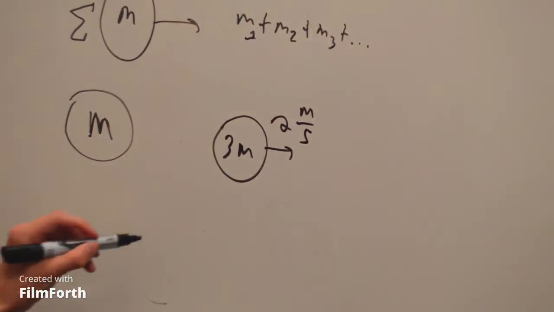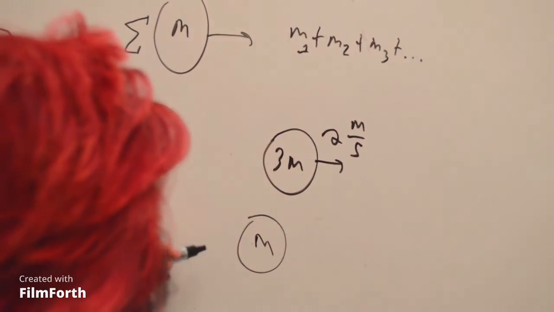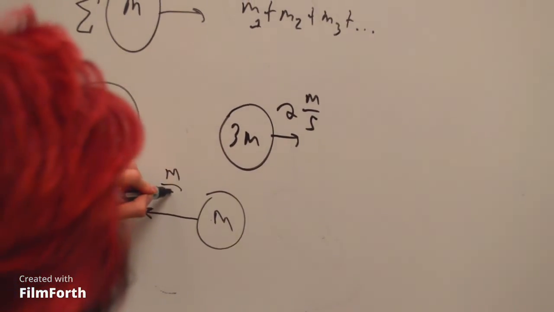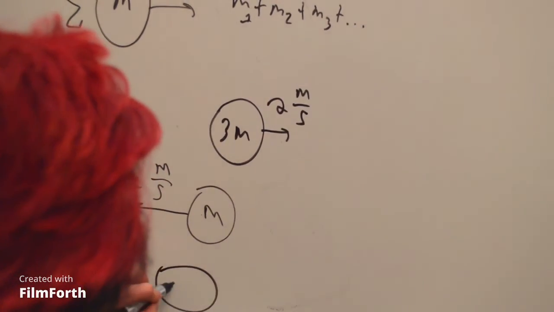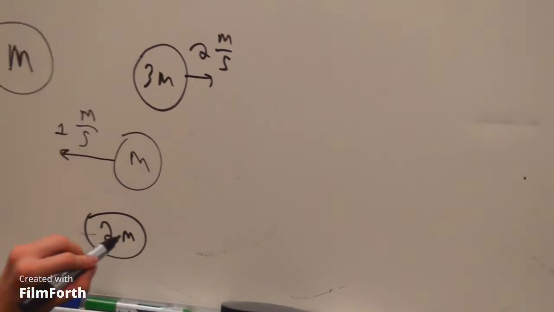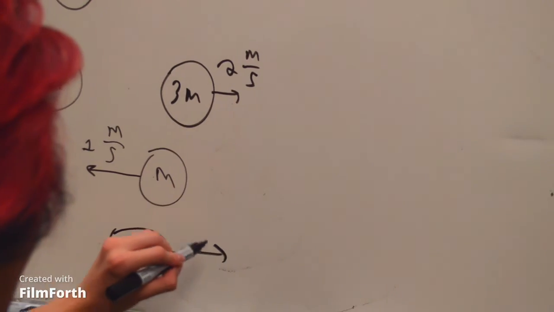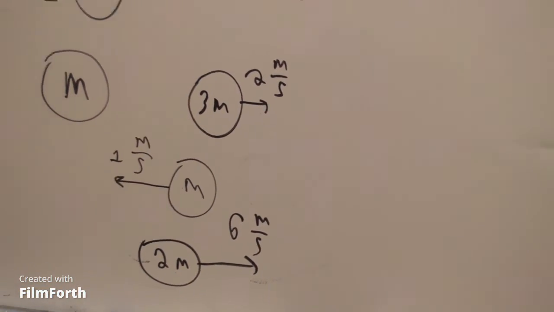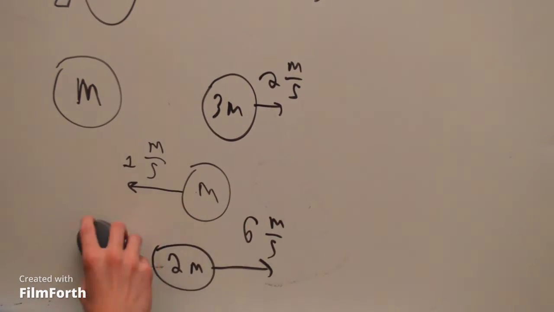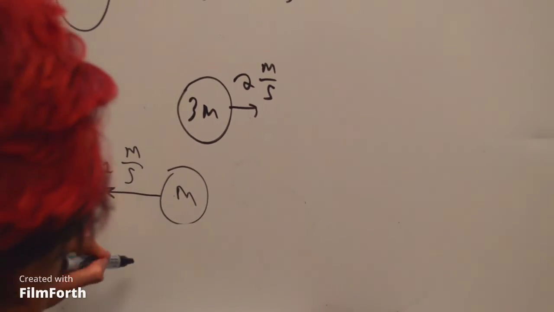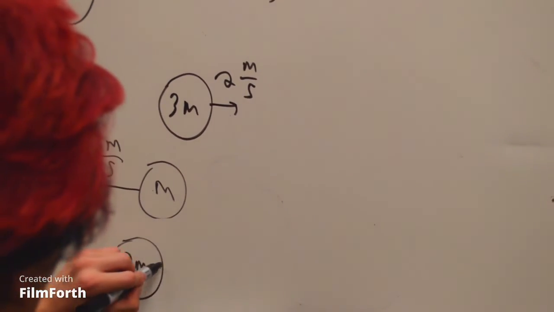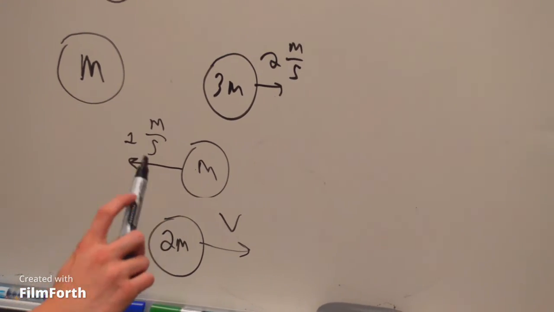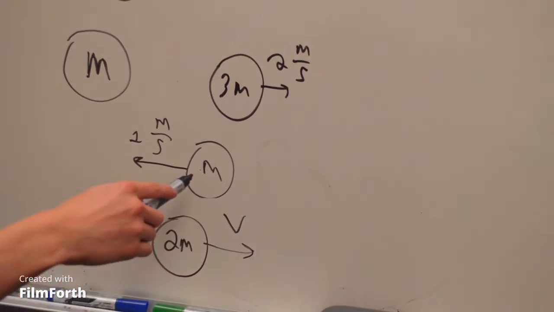The second piece of my brain, let's just call it M, explodes and travels 1 meter per second west. And the third piece of my brain, 2M, goes at 6 meters per second east. So, actually, let's make this a little more interesting. What is the final velocity of the brain with twice the mass of this?